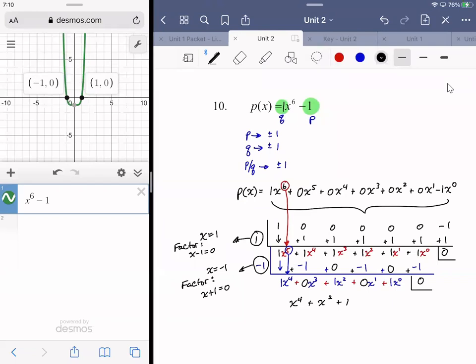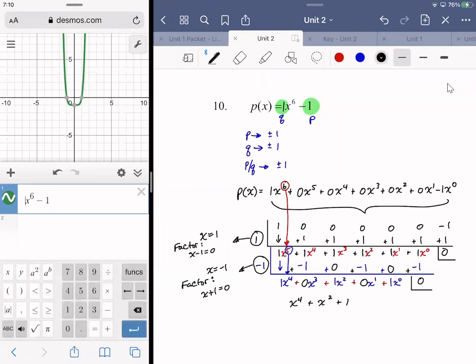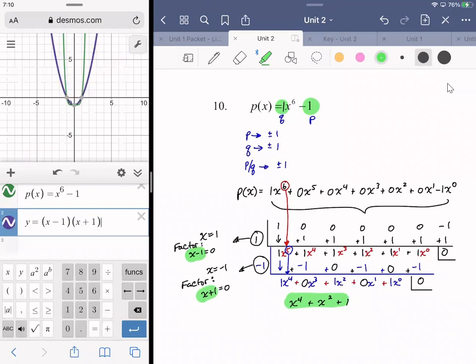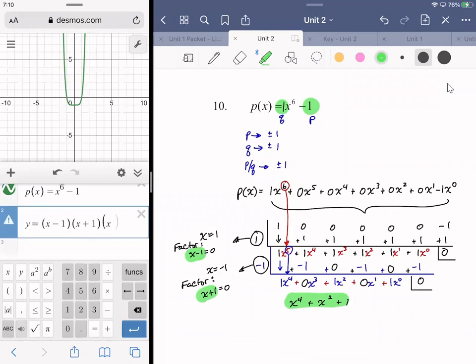All right. So this is a good opportunity to check your work and make sure that everything's making sense so far. So I'll call this p of x, the original function. I could rewrite this as the product of each of these factors. I got this one, and this one. All right. So I could say y is equal to x minus 1, x plus 1, and then this monstrosity, x to the 4th plus x squared plus 1.